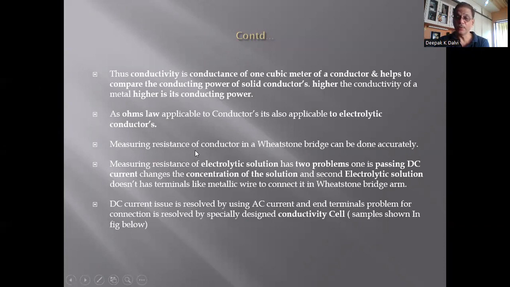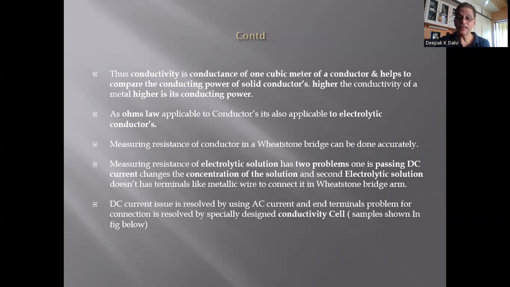When we come to the measurement, the formulas are for conductors, be they electrolytic or metallic. Now you have to measure it. Suppose we have to measure the resistance of a conductor in a Wheatstone bridge. Measuring the resistance of a metallic conductor in a Wheatstone bridge is easy and it is done accurately. But measuring the resistance of an electrolytic solution has two problems.